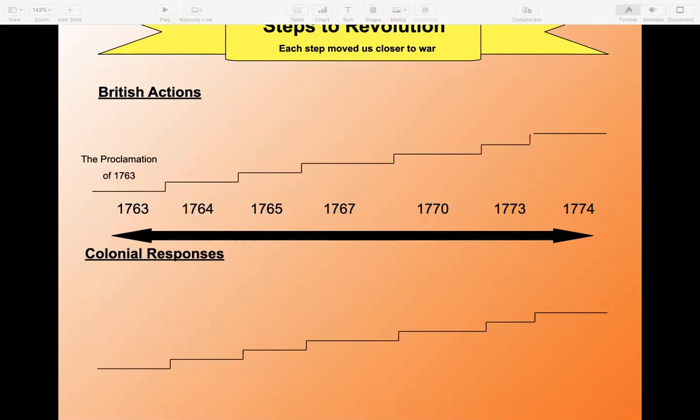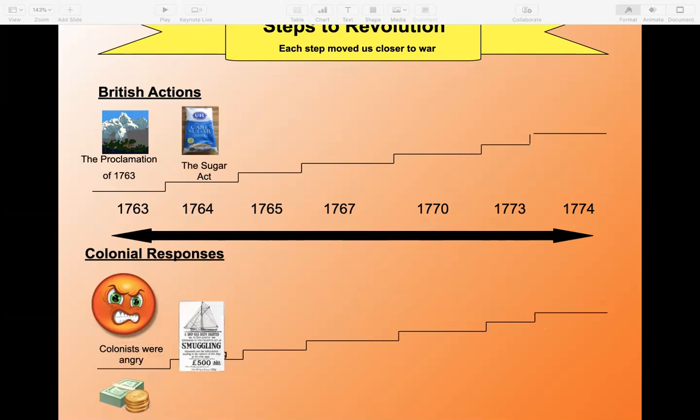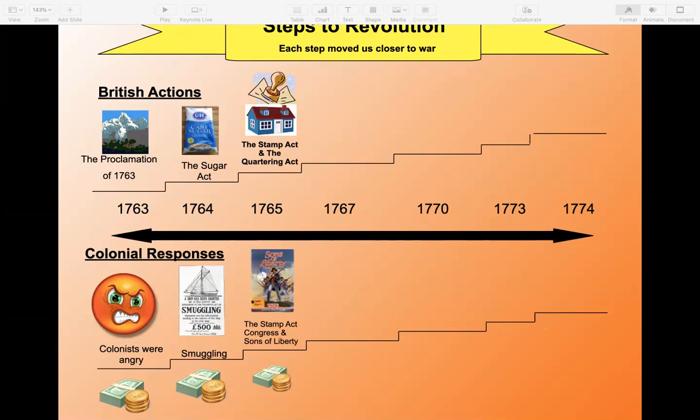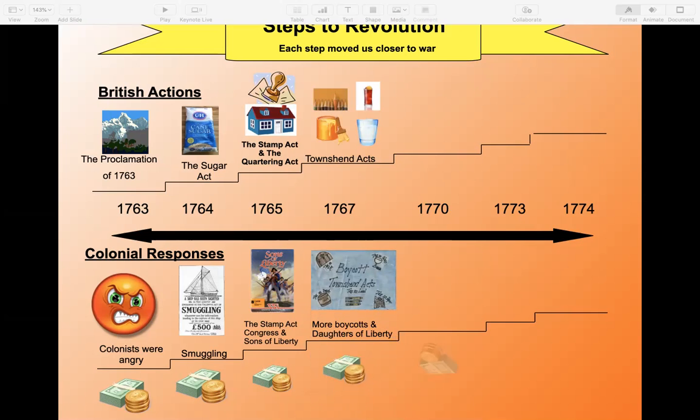So let's look again at our little diagram. We talked about the Proclamation and how the colonists got angry and how a lot of this had to do with money. We talked about the Sugar Act and how they started smuggling. We talked about the Stamp Act and the Quartering Act of 1765, the Stamp Act Congress, and the Sons of Liberty, all dealing with money. The Townshend Acts of 1767 taxed lead, paint, and more, with more boycotts by the Daughters of Liberty, still dealing with money. And now we're going to look at the last three.